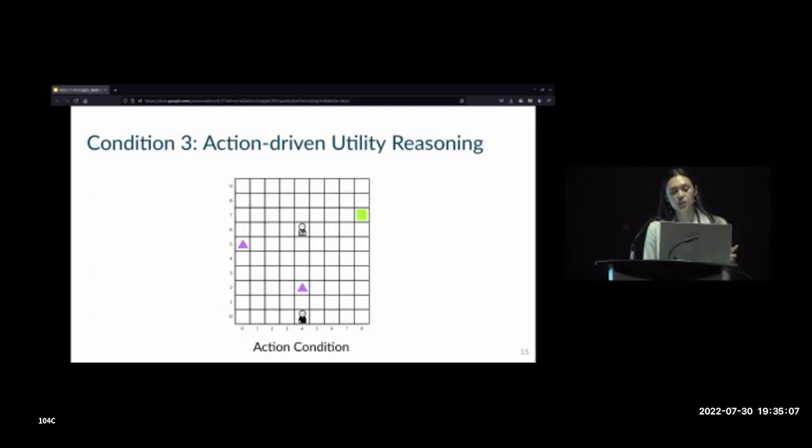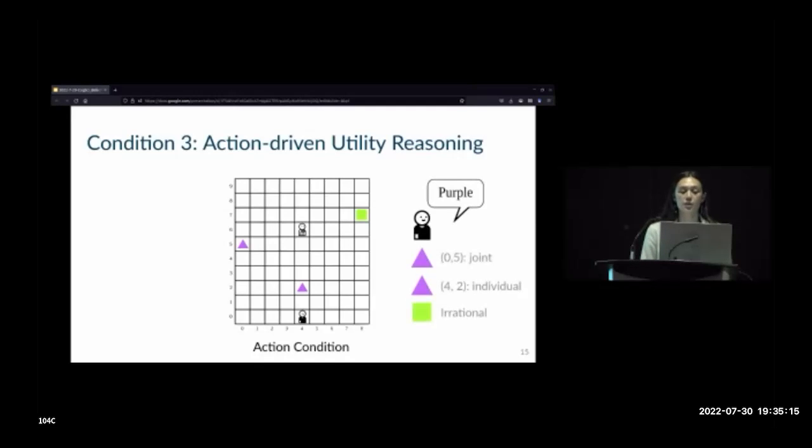In the next condition, which is the action-driven utility reasoning, the features of the items actually can't help you solve the task, right? So there are two purple triangles, and the only information you have to distinguish them is their utilities. So you can either look at this from an individual utility perspective or a joint utility perspective, and they will give you different answers.